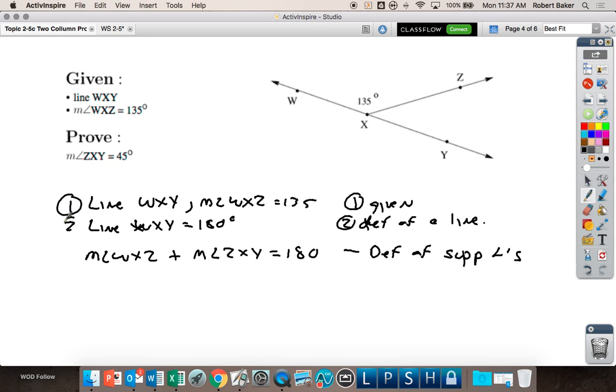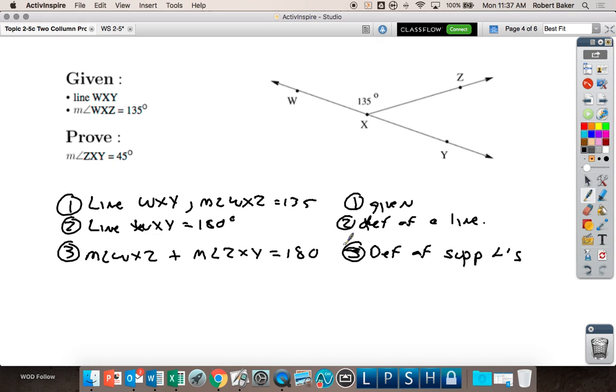Now, that's kind of weird. I know you know a line is 180, but it's the person doing this who has to know that that's 180. So you have to tell them, hey, a line is 180. Now that you have this magical 180 number on the board, you can say that the first angle and the second angle equal 180 degrees. And is that the definition of supplementary angles? Yes, but we don't know that they're supplementary until you know that this line is 180 degrees.